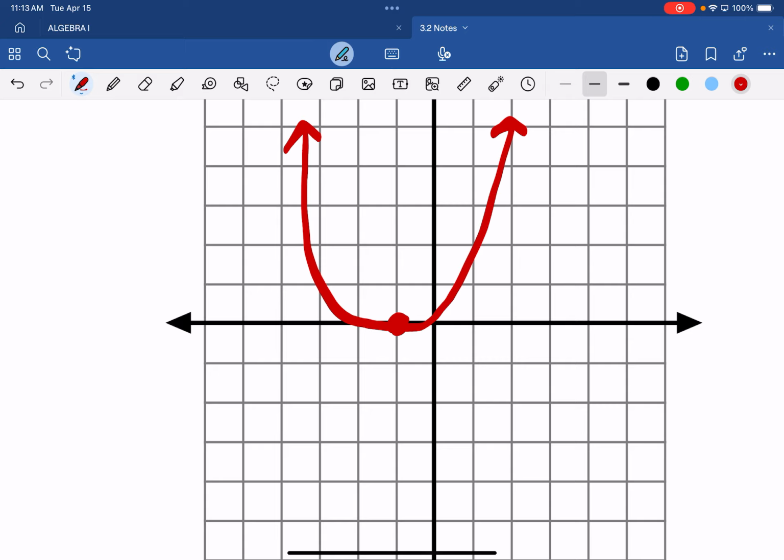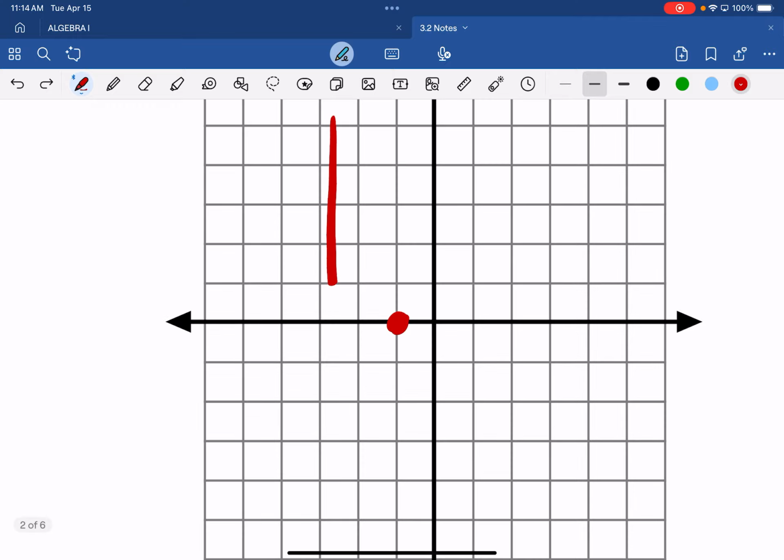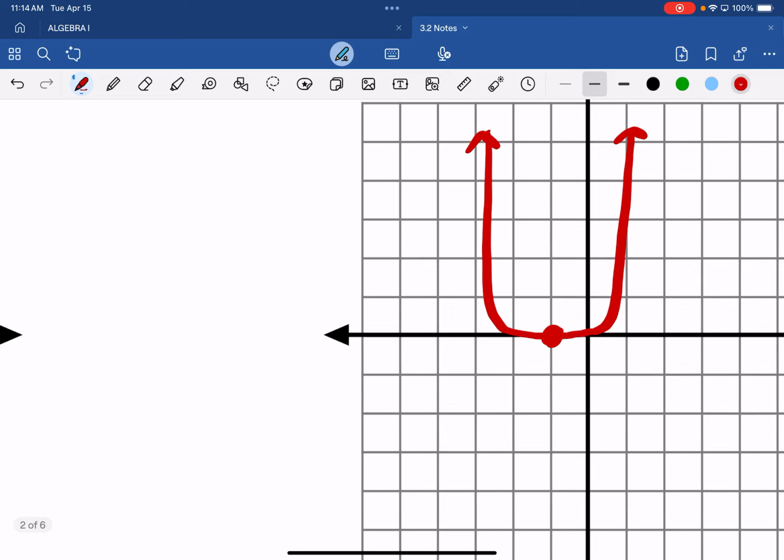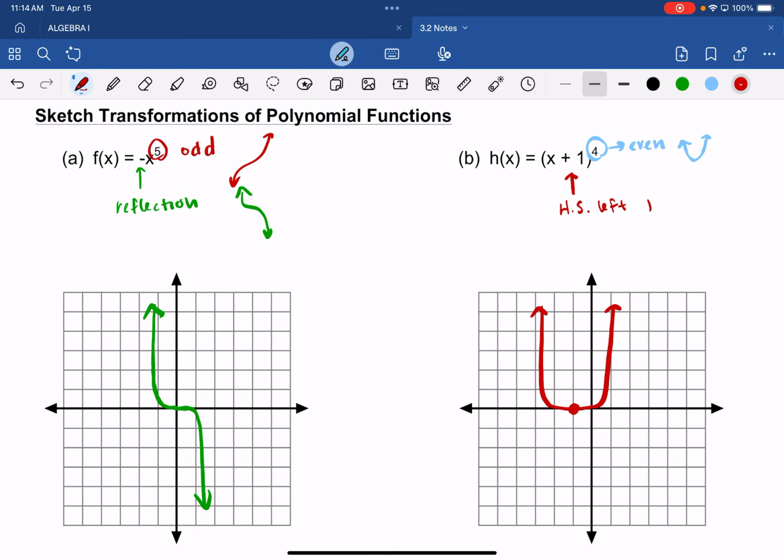Because I'm an imperfect person, and hold on, I'll fix it. Is that better? Yeah. Okay. No, it's not bad. All right. So those are our power functions. Okay? Any questions on B?